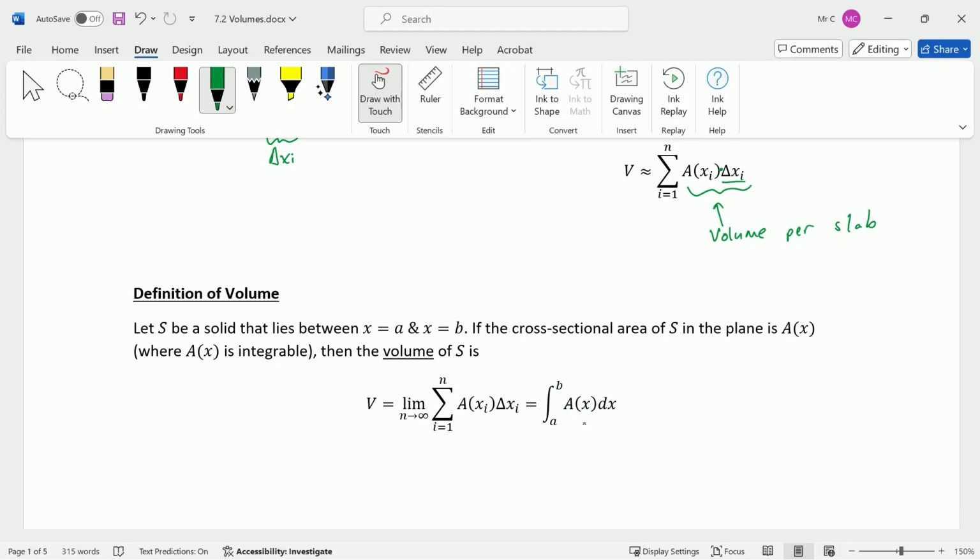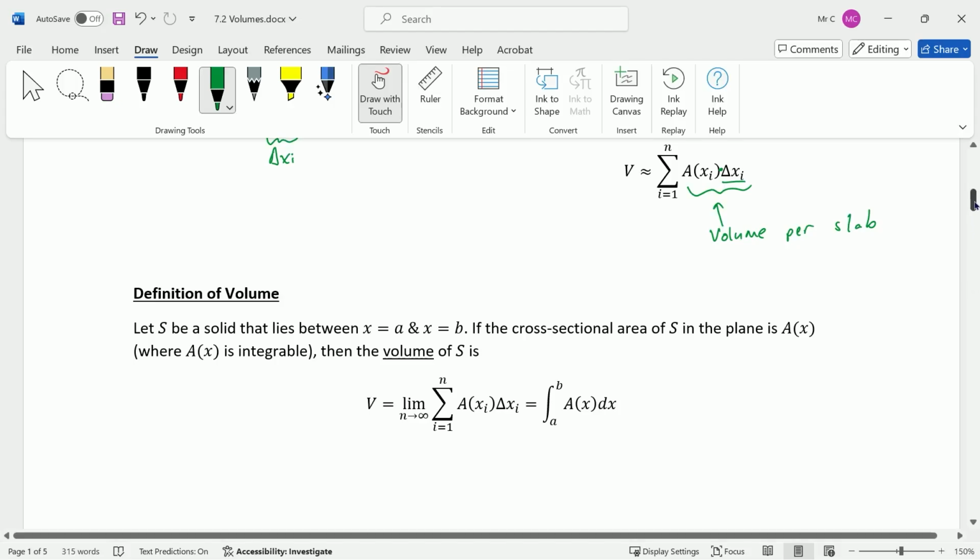So to state this definition completely, let S be a solid that lies between x equals a and x equals b. If the cross-sectional area of S in the plane is A of x, where A of x is an integrable function, then the volume of S is the integral from a to b of A of x dx. That's what this says. So of course what that means is finding the volume of these three-dimensional surfaces boils down to finding an area function for the cross sections. That's the real challenge here.